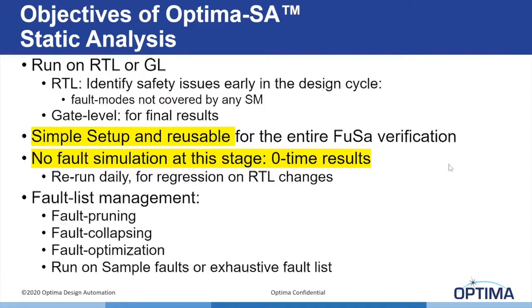RTL changes. One of the main objectives of Optima SA is also to manage the fault list by optimizing using fault pruning, fault collapsing, and fault optimization, and it should be fast enough so that you can run on sample faults or an exhaustive fault list.